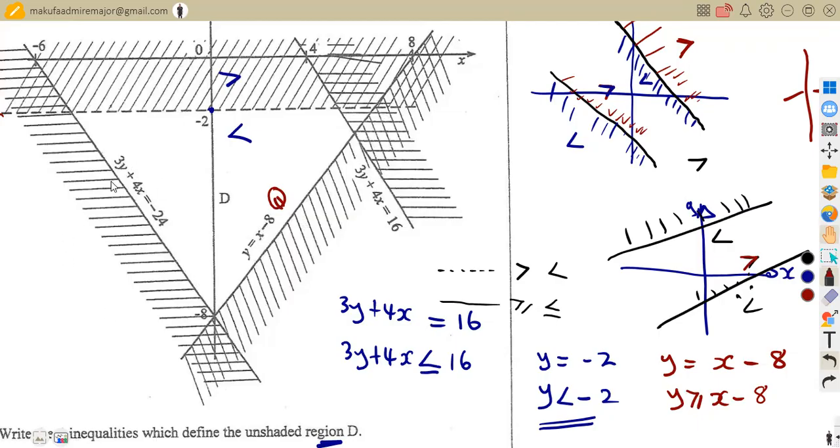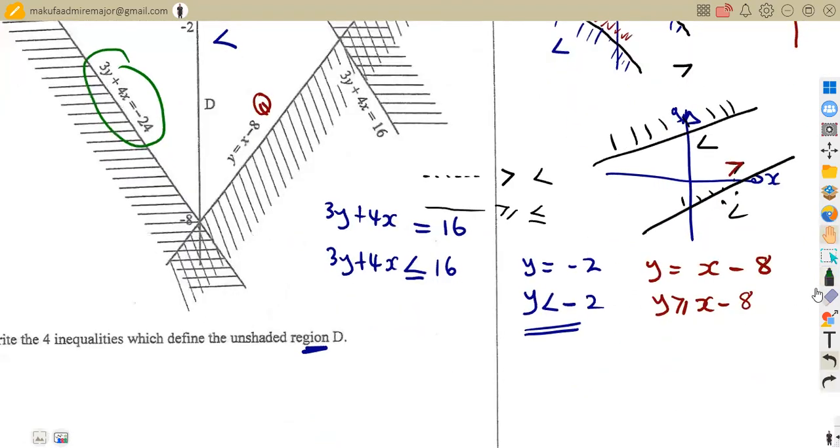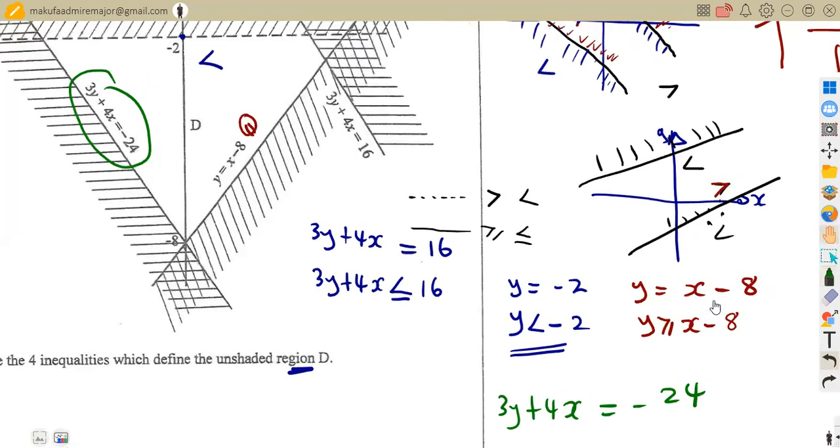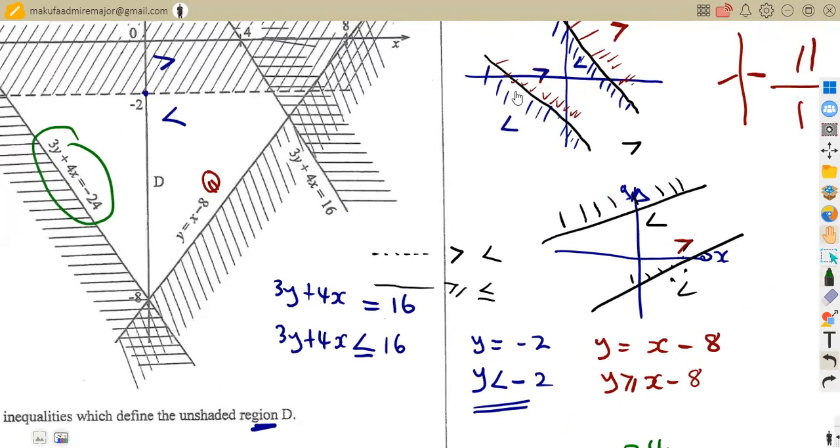This is how we answer these questions. All right. Then we've got another part here. Let's consider this one again, the one for 3y plus 4x. Already the equation is given. All you need is to compare the line. 3y plus 4x is equal to minus 24. So let's compare which type of line we are working with. It's a slanted line like this, negative gradient.